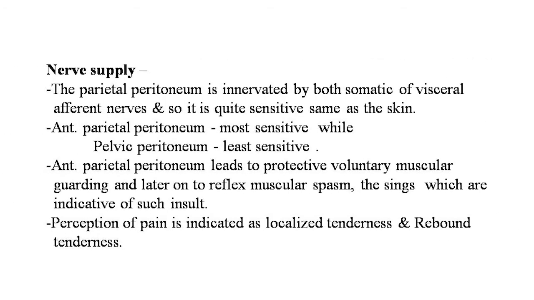Now the nerve supply of the peritoneum. The parietal peritoneum is innervated by both somatic and visceral afferent nerves, and so it is quite sensitive, the same as the skin. The anterior parietal peritoneum is the most sensitive, while the pelvic peritoneum is the least sensitive. Irritation of the anterior parietal peritoneum leads to protective voluntary muscular guarding, and later on to reflex muscular spasm. The signs indicative of such insult are perception of pain, localized tenderness and rebound tenderness.